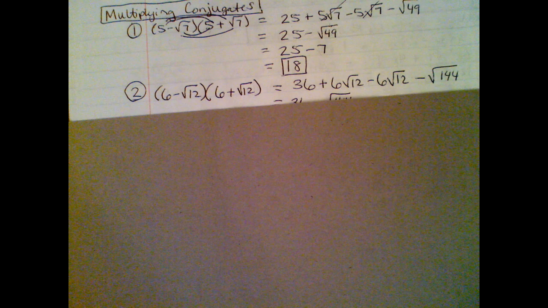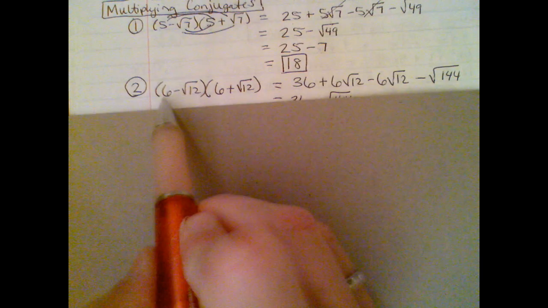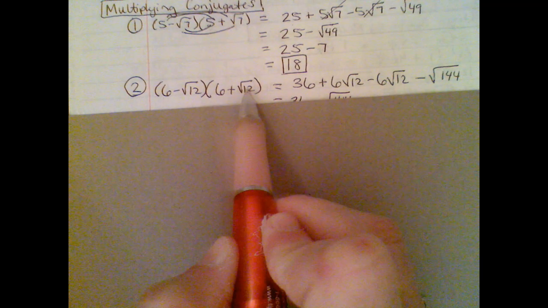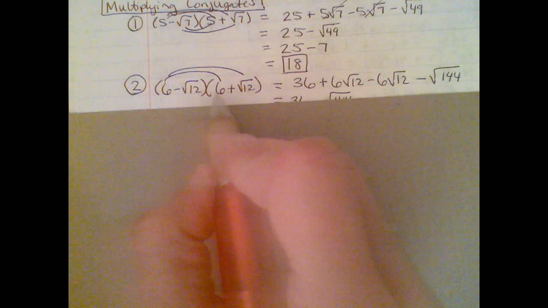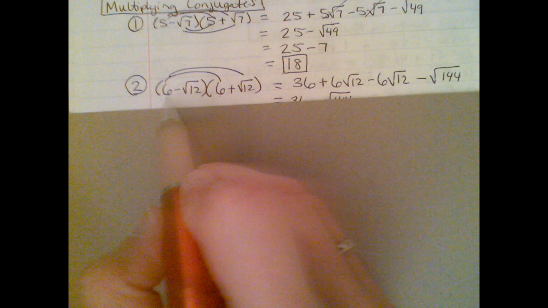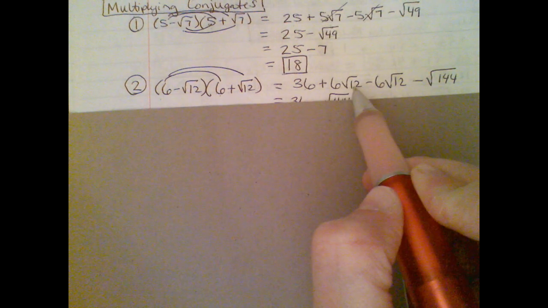Alrighty, just looking at this one, the same is going to happen. The first terms are the same, last terms are the same, opposite signs, so expect those middle terms to cancel out. So distribute this 6. We have 6 times 6 is 36. 6 times square root of 12 is 6 square root of 12.